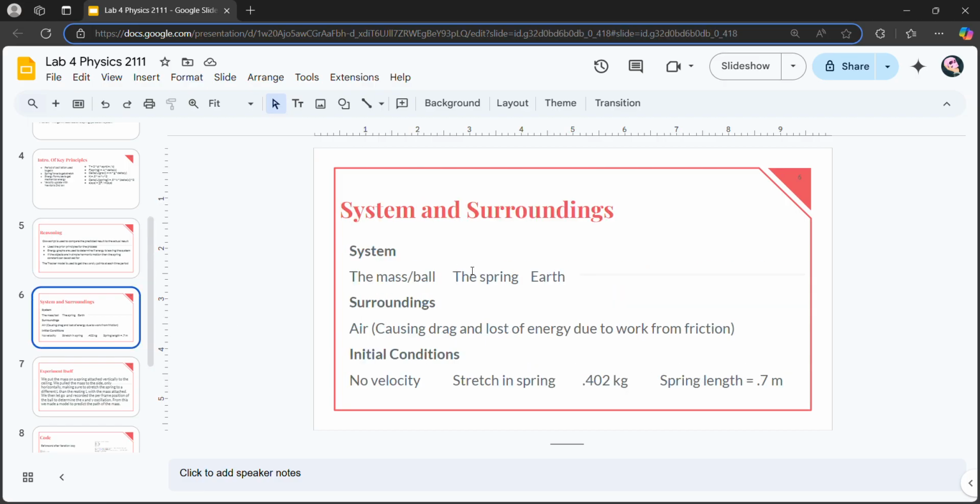The systems and surroundings. The system for this was the mass in the ball, the spring, and the earth. The surroundings were the air, which caused drag and a loss of energy due to work from friction. And the initial conditions were there was no starting velocity, there was a stretch in the spring, the mass of the ball was 0.402 kilograms, and the spring length was 0.7 meters.